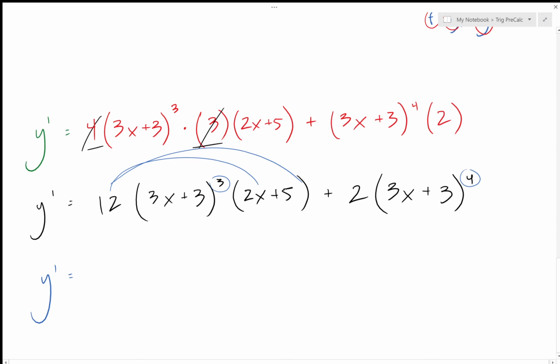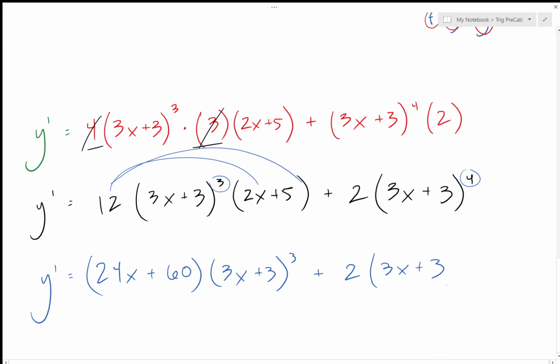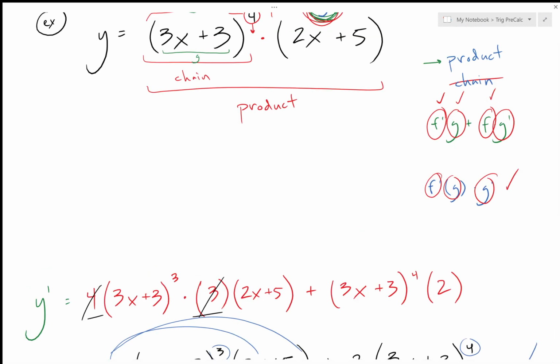So 12 times that second parentheses would be a 24x plus 60 times the 3x plus 3 cubed plus 2 times 3x plus 3 to the 4th. So either way, either one of these answers are okay. Some are a little bit cleaner than others, so if it comes to some multiple choice questions, you might need to rearrange a little bit more. But the big thing is getting from this, using the rules, and then creating this initial answer here.